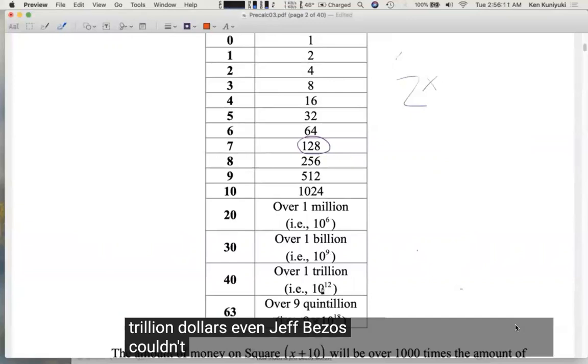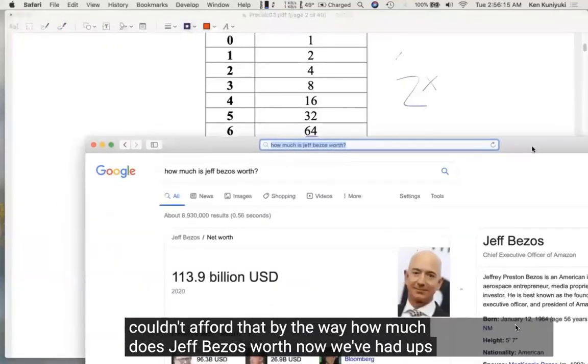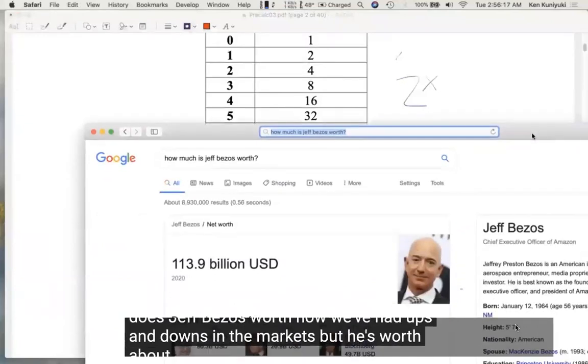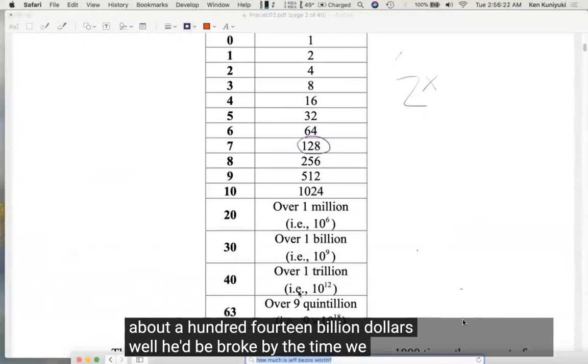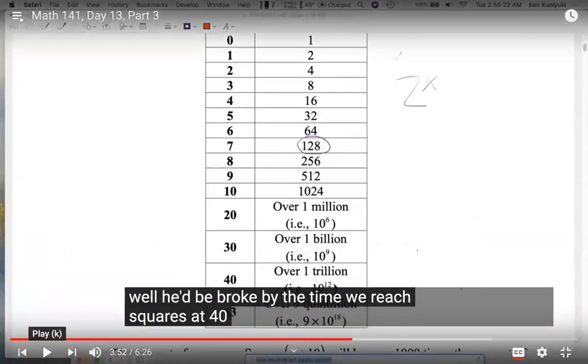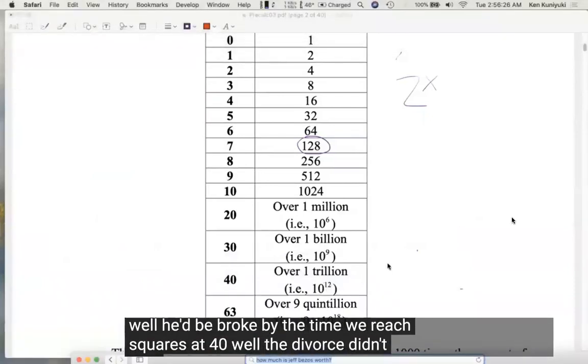Even Jeff Bezos couldn't afford that. By the way, how much is Jeff Bezos worth? Yeah, I did this before. We've had ups and downs in the markets, but he's worth about $114 billion. Well, he'd be broke by the time we reach. Wow. Did you notice that? He's worth 175 now, huh? Wow. He's made a lot of money during the virus. Well, the divorce didn't help either.